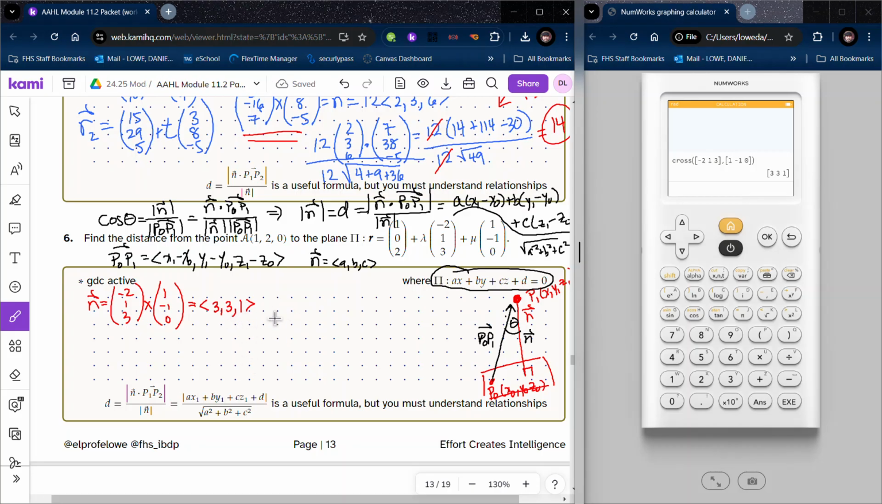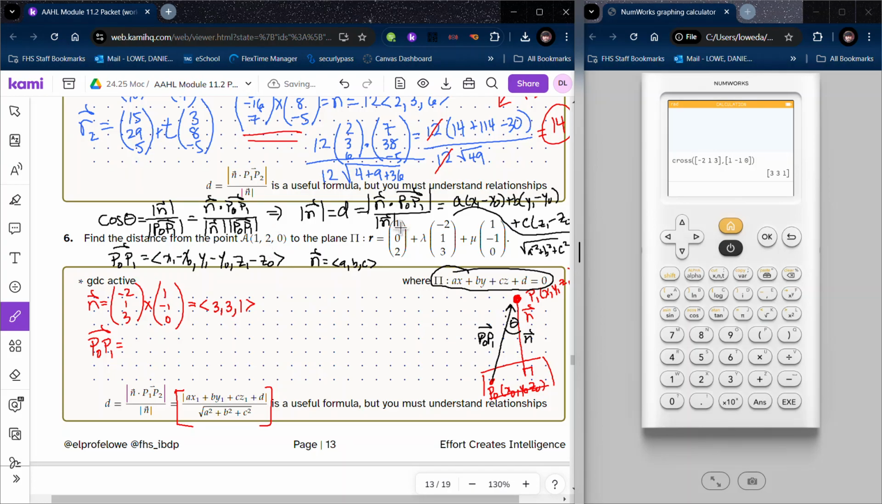Okay, what am I going to do with that vector? Well, I can use that to find my distance by understanding this relationship. This relationship is the one that we discussed up here: for the distance, I'm going to need to figure out the dot product between my normal vector and my directional vector. So I need the directional vector P0 to P1, which goes from the point on my plane to the point not on my plane.